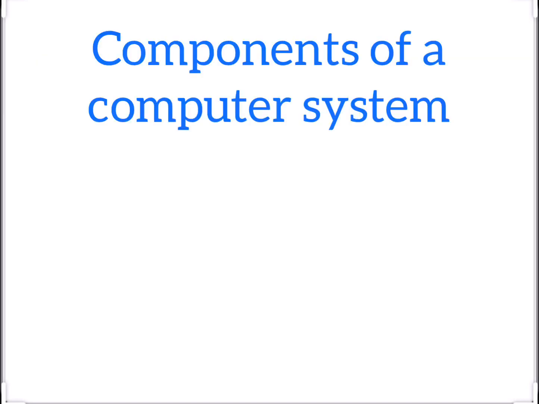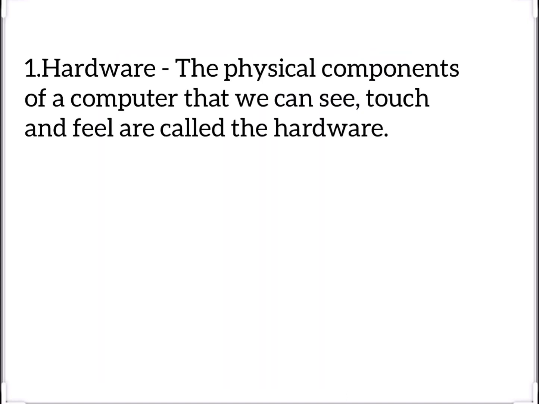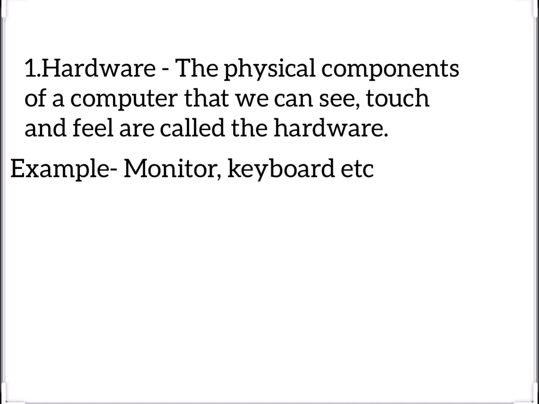Let's discuss the components of a computer system. It is divided into two segments. First one is hardware and second one is software. Let's see in detail. Hardware: the physical components of a computer that we can see, touch and feel are called the hardware. Example, all the input devices like monitor, keyboard, etc.